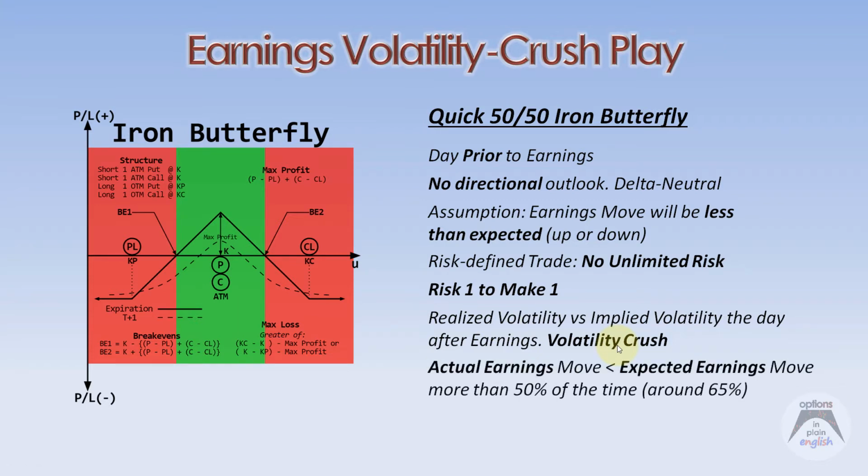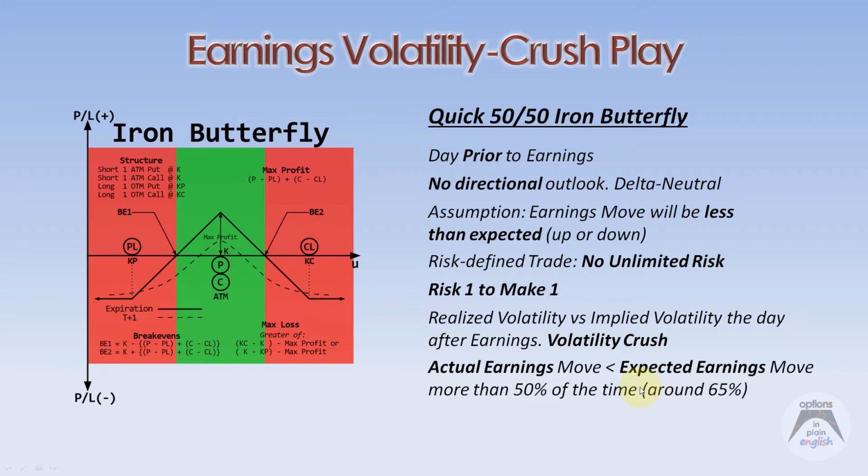The actual earnings move is less than the expected earnings move more than 50% of the time. In some studies, it's been found that it's around 65% of the time. Now, just make sure you understand this. This 65% sounds like a huge edge, but in reality, it's not so much, because when it does go higher, then it goes higher by a lot.